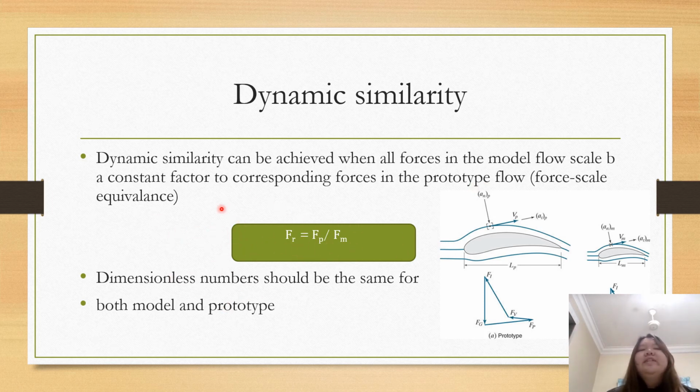Actually, nearly the same as kinematic similarity. And then for similarity, their dimensionless numbers should be the same for both model and prototype. So you can refer to this picture, and the upper one actually is for the acceleration and velocity. We can refer to this picture for the kinematic similarity, and the lower part we can refer to for dynamic similarity.